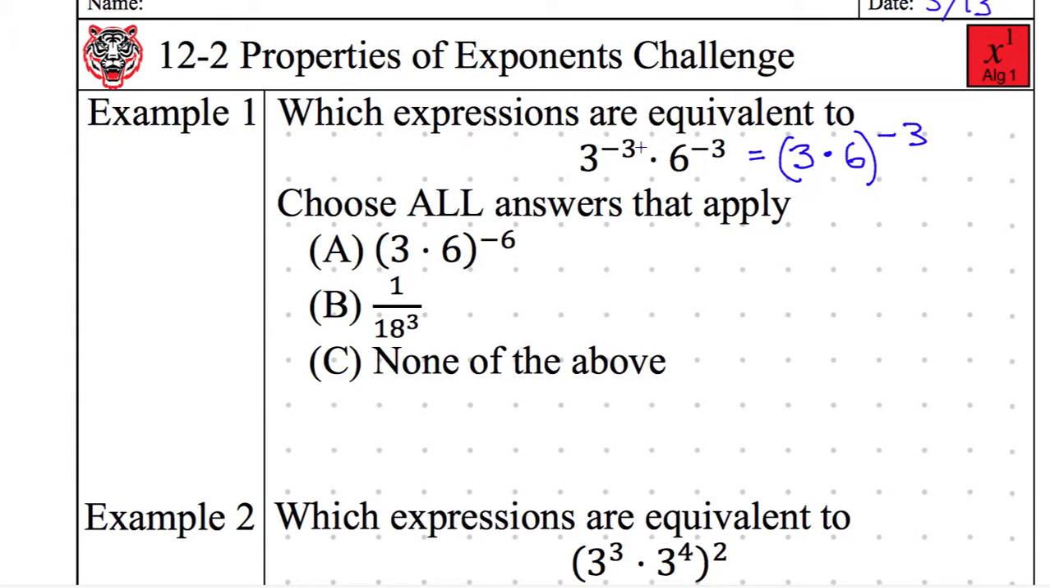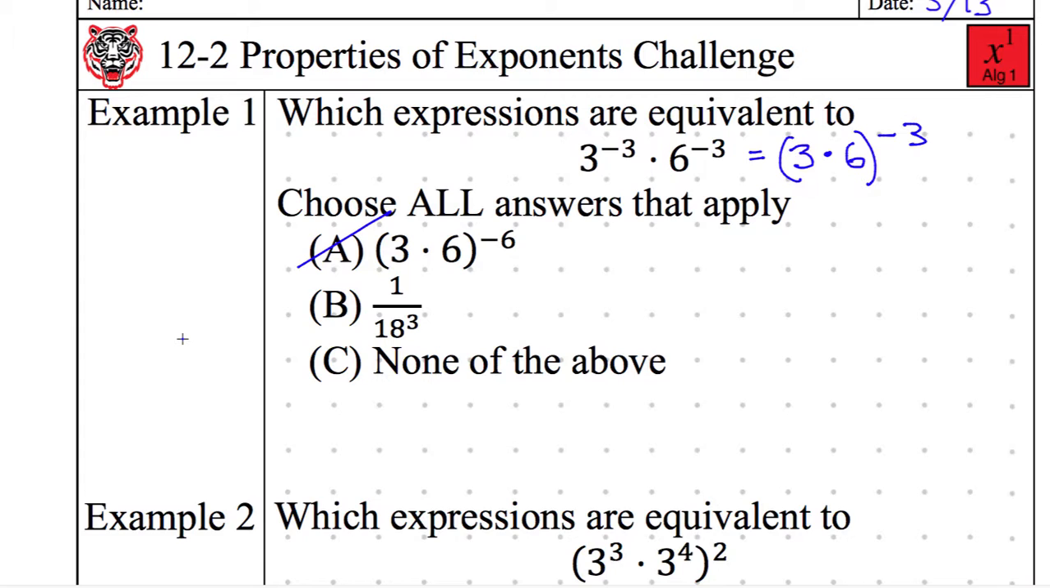Give me a thumbs up. Are you following so far? We're okay with this? All right. And then we're coming down here to property A. Does A look like this form? It kind of does, but the problem is this is a negative 6 and not a negative 3, so it can't be A. Cross off A.